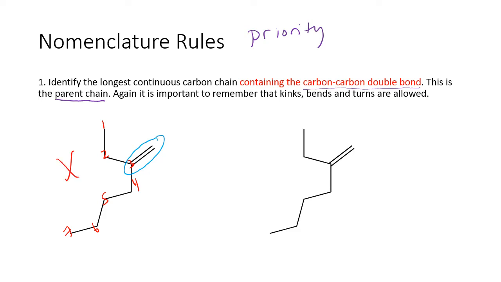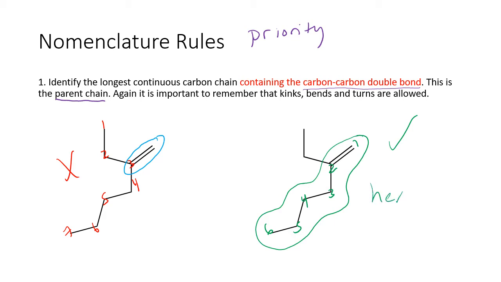Instead, what I want to do is number through the double bond. So 1, 2, 3, 4, 5, 6. Even though I have less carbons in my overall chain, this is still my correct parent chain because I numbered through the double bond. I contained the double bond in my numbering. So this would be my correct numbering there. So I have 6 carbons in that parent chain. This would be hexene. Notice that I ended the suffix with ene. That's going to be our suffix this whole chapter.